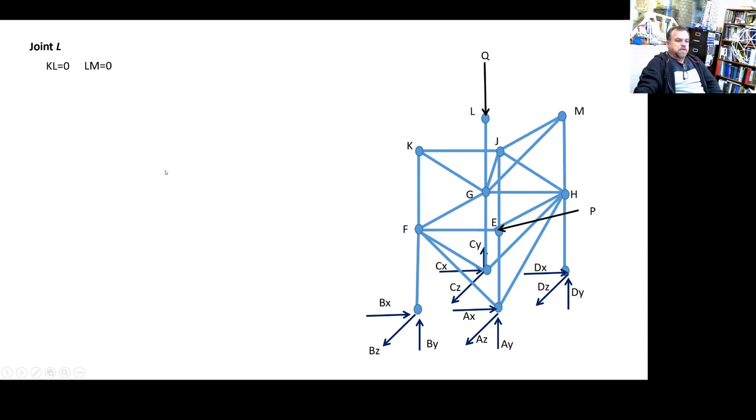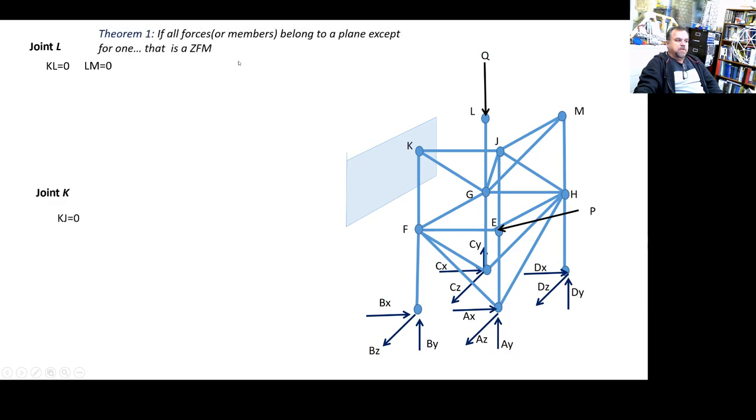Now let's keep going. Now we can move and do plenty of stuff. Let's say that we go to joint K. We can apply the same rule. I can put a plane here. This force KF and this force KG are in the same plane, but KG is sticking out of the plane.